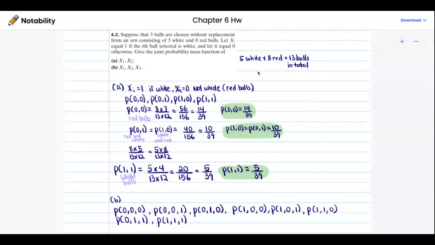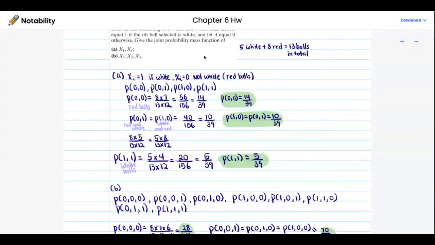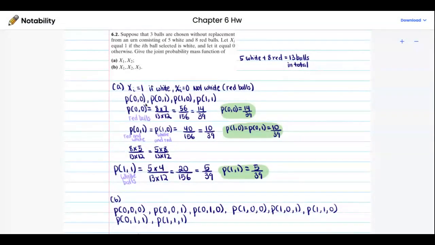From the question, we know that we have 5 white balls plus 8 red balls, which gives us 13 balls in total. For part A, we want to find the joint probability mass function for x1 and x2. Since we have white balls and red balls, the outcomes are 0, 0, which is red and red, red and white, white and red, and 1, 1, which is white and white.